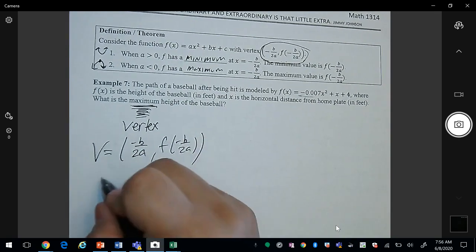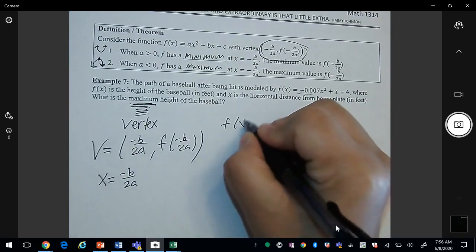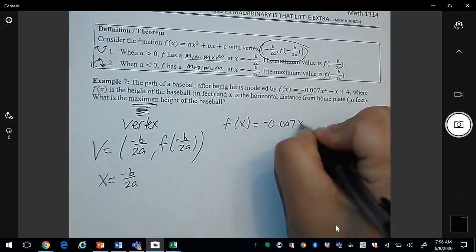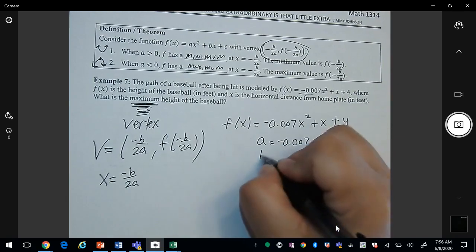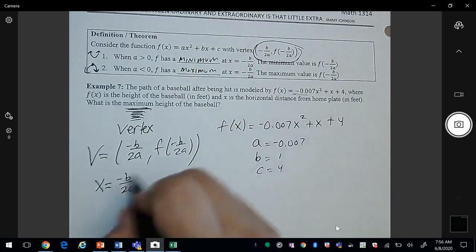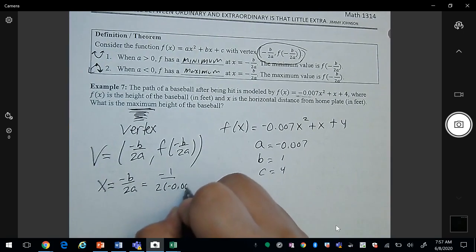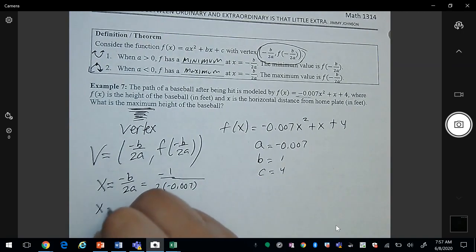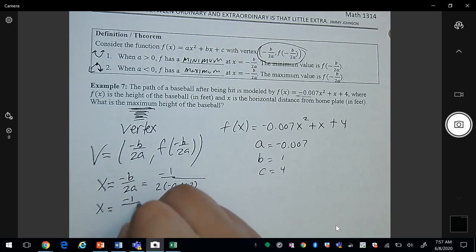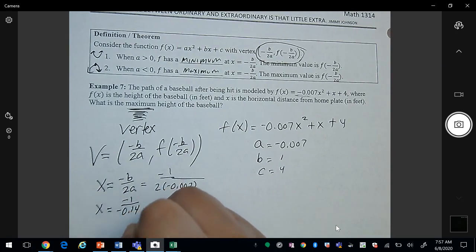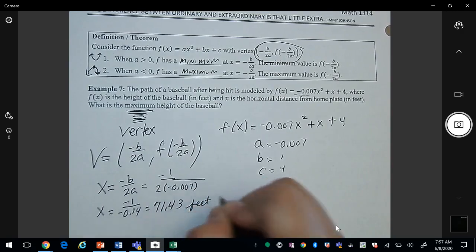First to find the vertex here, we're going to find the x coordinate, and that's found by using negative b over 2a. So in your equation here, a is negative 0.007, b is 1, and c is 4. So I'm going to plug in my information for b and for a. So we get negative 1 over 2 times negative 0.007, which is negative 0.014. And if we divide, it comes out to 71.43. And this is in feet.